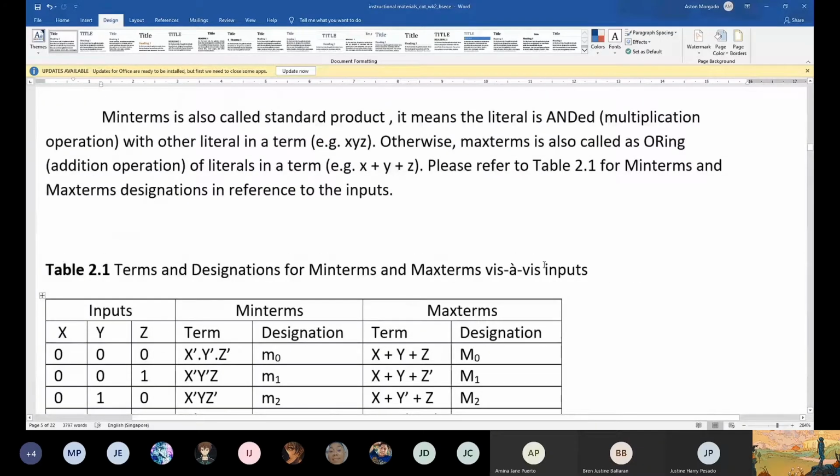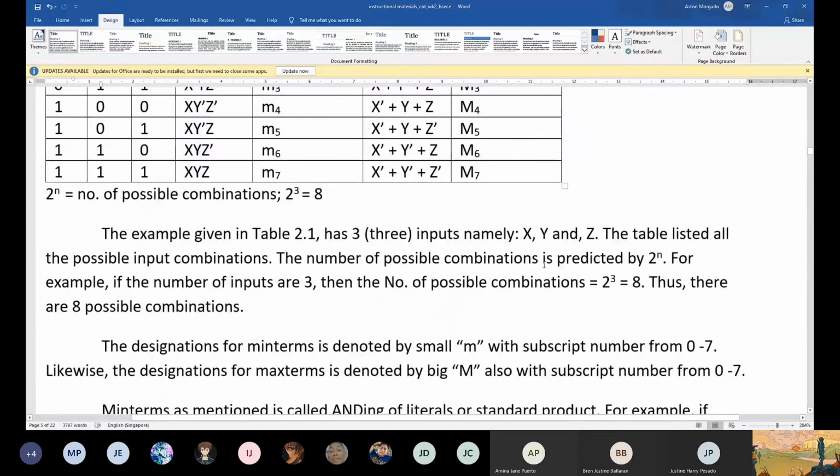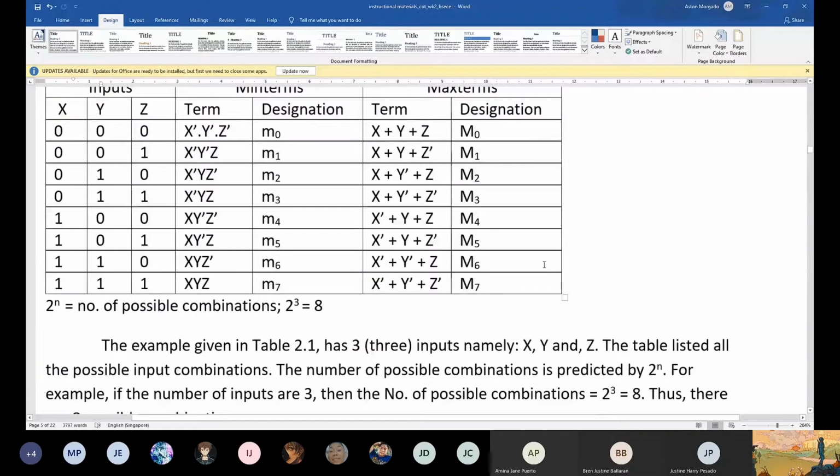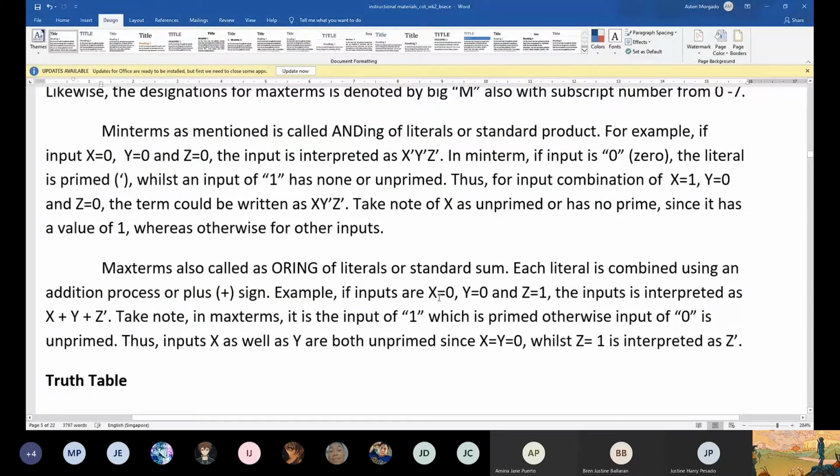Going back here, why does this ANDing and ORing matter? Because this can be translated to a circuit. So you have an equivalent circuit here. When you say X plus Y, that is actually equivalent to an OR gate, a 2-input OR gate.